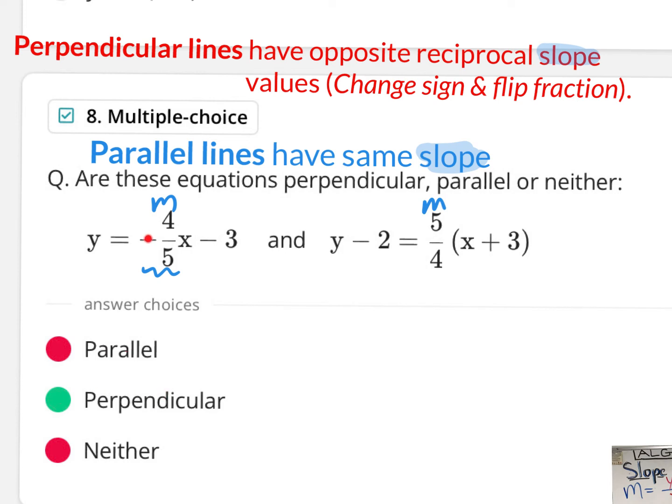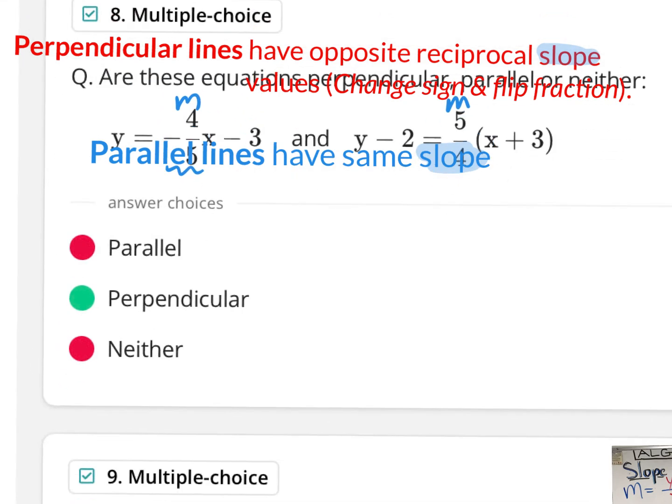Because this is negative, if I change the sign and flip the fraction, it'll be +5/4. Again, change it to a positive, flip the fraction, and you end up with +5/4. Okay, and that's what perpendicular lines are. They have opposite reciprocal slope values. That means change the sign and flip the fraction. So these are perpendicular. Let's try this next one.